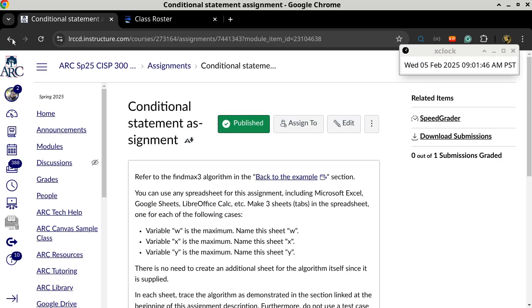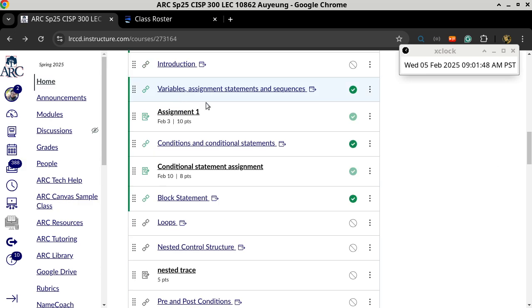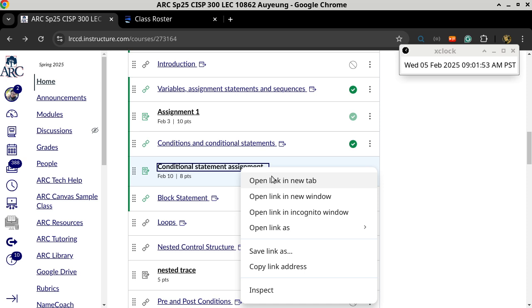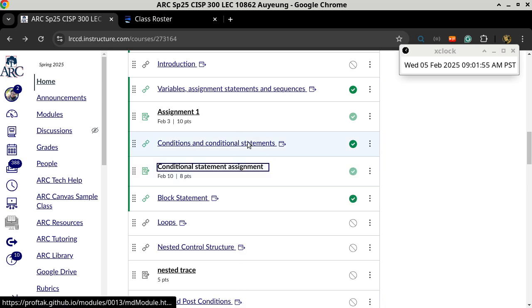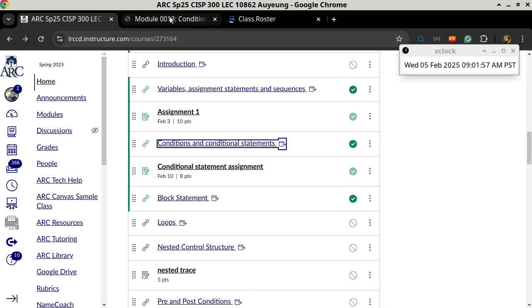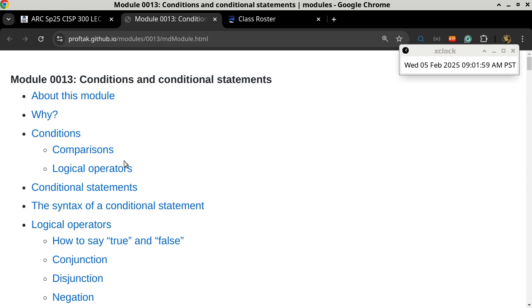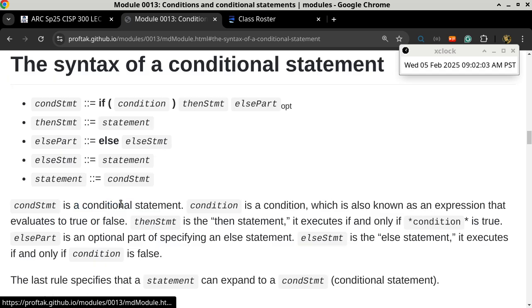Let me go back and open up in a new tab. So there we go. Conditional statement. This is the assignment. We're not ready to talk about it yet. All right, so let's go to the syntax of a conditional statement, and we'll start from here. Do we have any questions about what we have talked about?